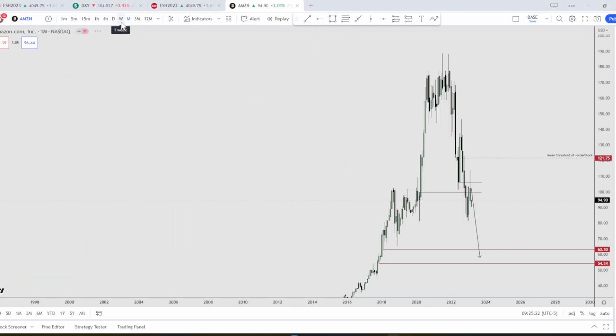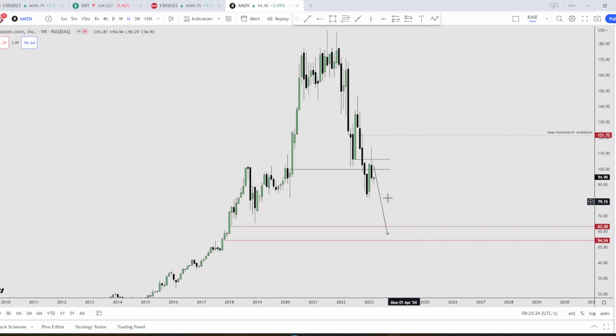Let's take a look at the monthly. Okay, monthly we do have the charts here. For Amazon, I'm looking at these levels here, 63 and 54. Right here we have a balanced price range. The price we traced from this area before, and right here we have a huge bearish order block. We have this CB right here as well.